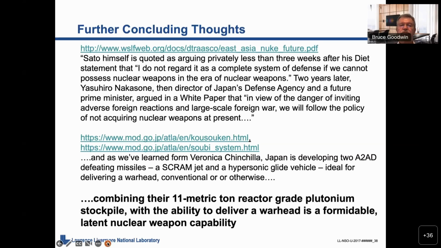Now, we've learned recently from the work of Veronica Gentilla that Japan is developing two A2AD defeating missiles. They are a scramjet hypersonic and a hypersonic glide vehicle, and they would be ideal for delivering a warhead, either conventional or otherwise, or nuclear. And when you put this together with Japan's 11 metric tons of reactor-grade plutonium in country, with the ability to deliver that warhead, that is a formidable latent nuclear weapons capability, especially for a technologically sophisticated country such as Japan.